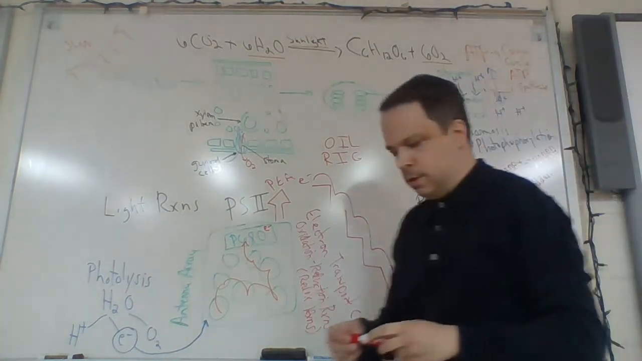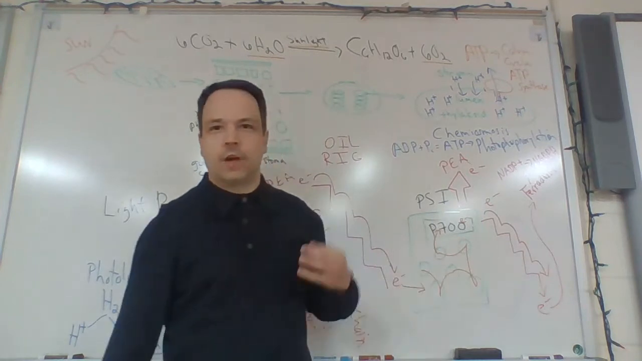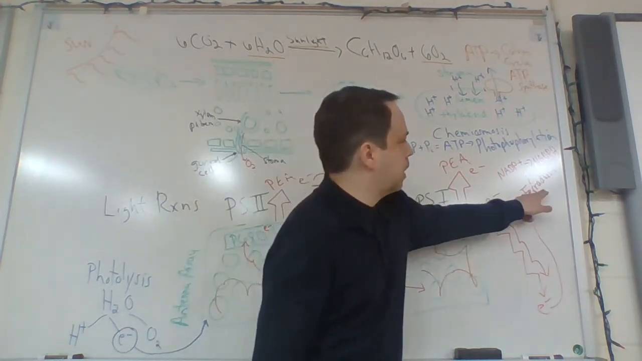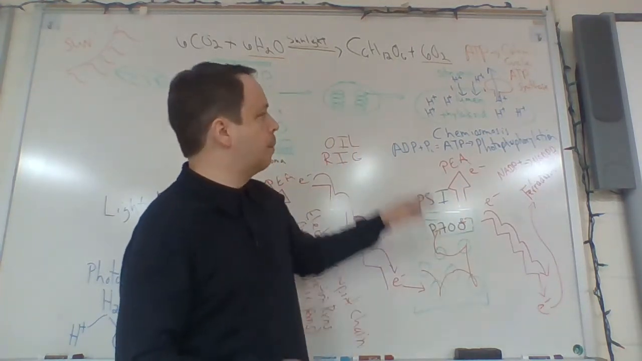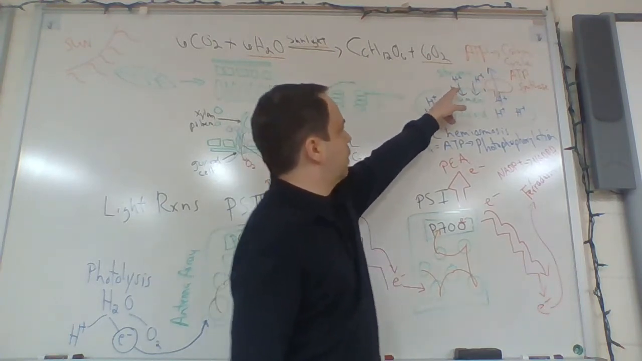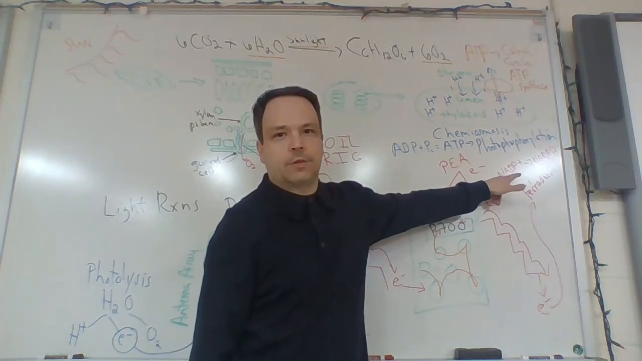So this electron from the electron transport chain gets taken away by another electron carrier molecule. This one's called ferredoxin. Ferredoxin is going to take it out into the stroma. So we've left the thylakoid membrane and we're going out into the stroma. Ferredoxin is going to take it out to find something called NADP+.